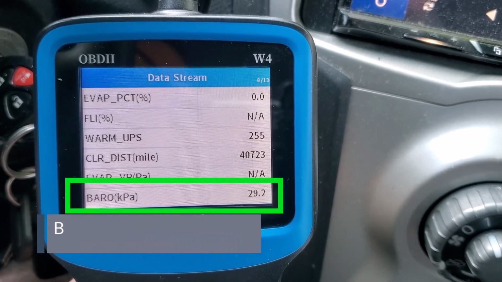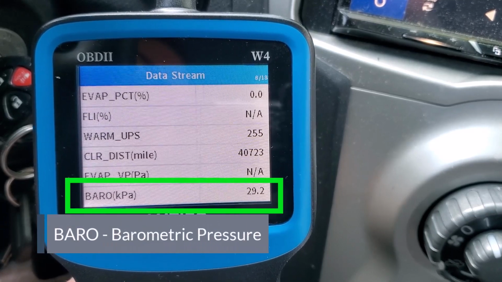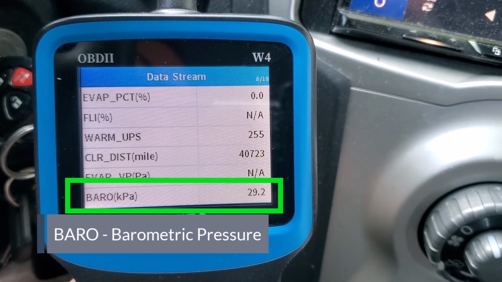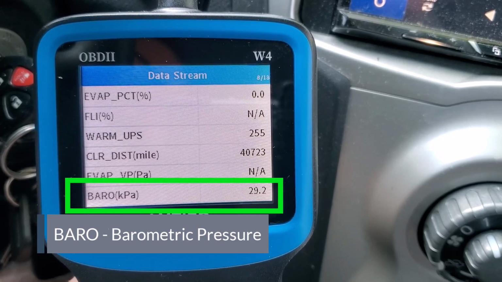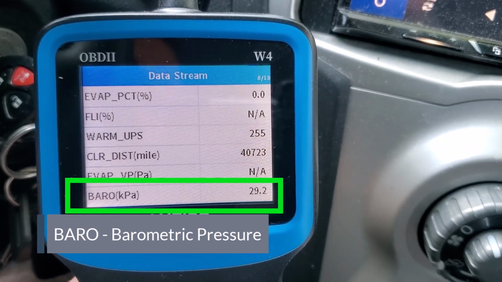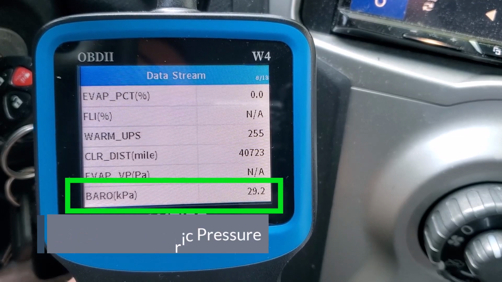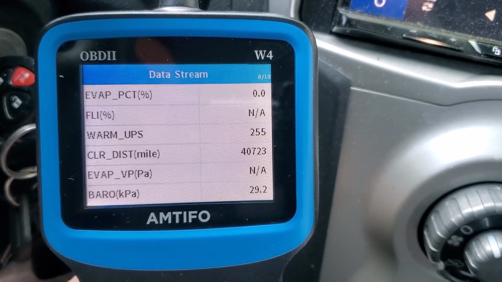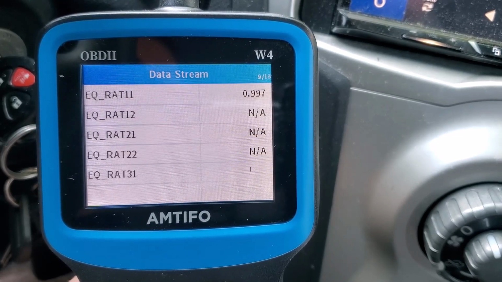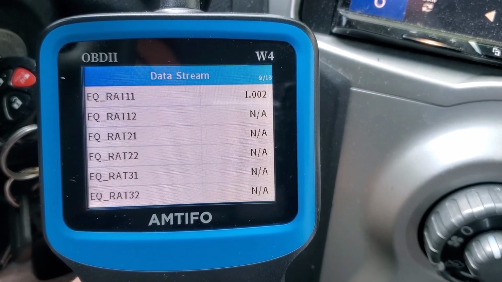Okay, last on this page is the Baro, and this is basically the barometric pressure. You can kind of Google your area and see what the reading should be close to for the area you're in, whether you're at sea level or really high and that sort of thing. Okay, equivalence ratios, we already went over that in the previous video. We'll go to the next page.